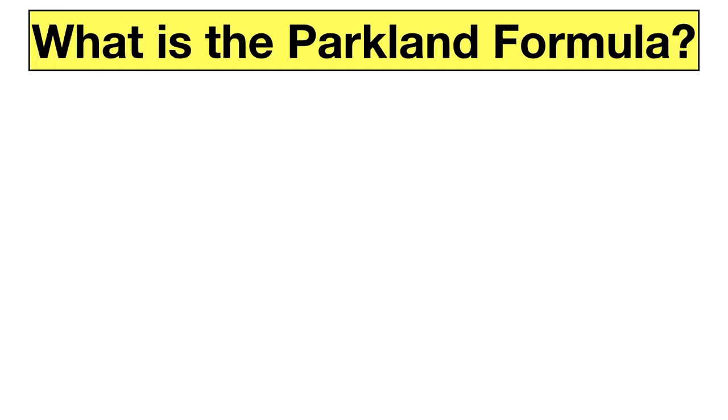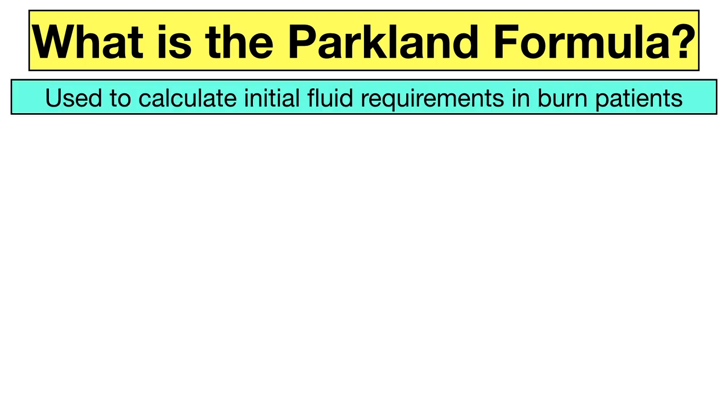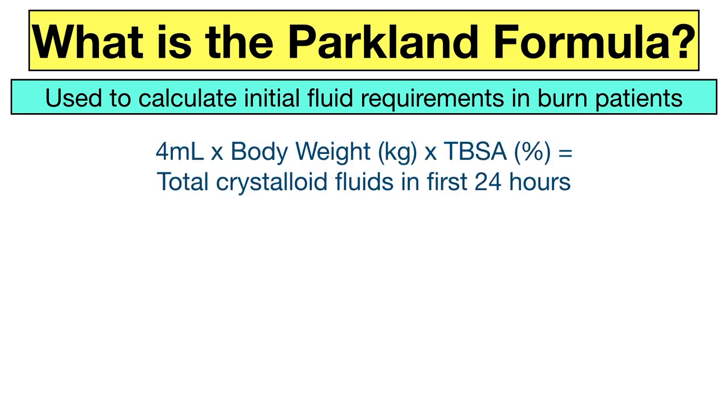Let's look at the formula first, and then we'll go over an example at the end. The Parkland formula is used to calculate the initial fluid requirements in burn patients. The Parkland formula for an adult is 4 mLs times the body weight in kilograms times the total body surface area percentage affected by the burn.